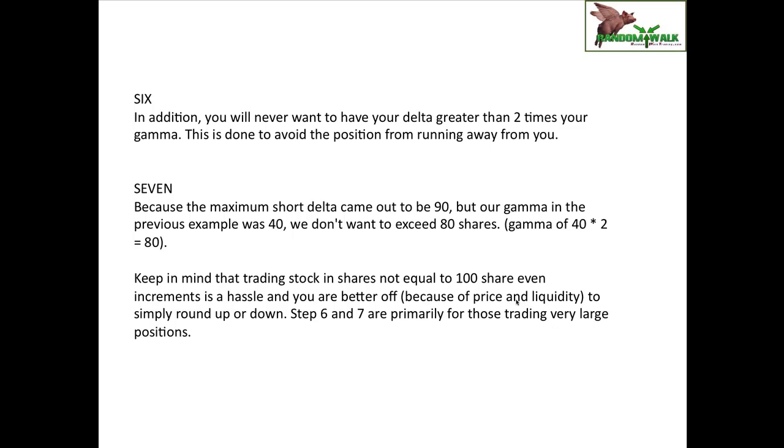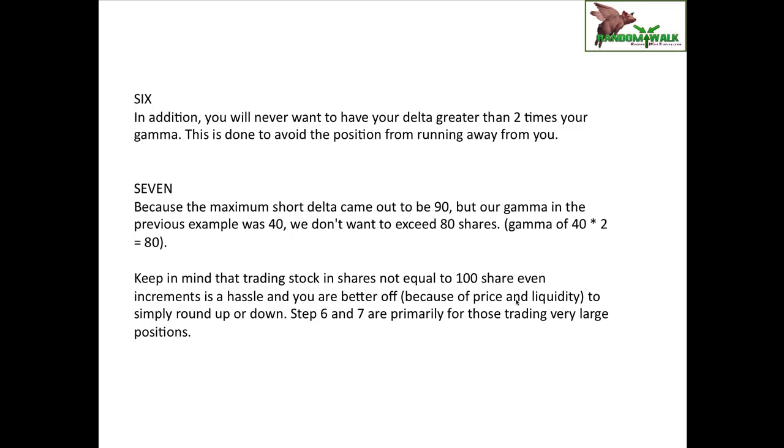Because the maximum short delta came out to be 90, and the gamma in the previous example was 40, we usually don't want to exceed being long or short 80 shares. However, remember that we're going to start out by leaning, being short about 90 shares. So in smaller positions, you're going to have a few decisions to make. Technically, I shouldn't be long more than 80 shares above and beyond what I started leaning.